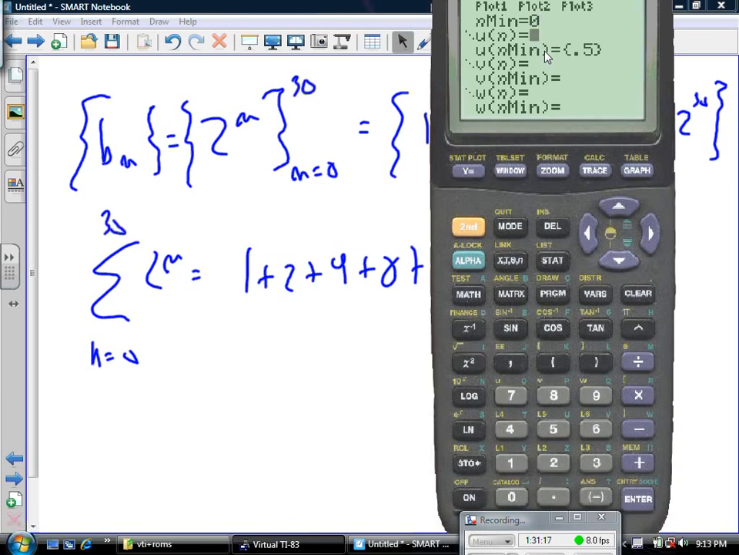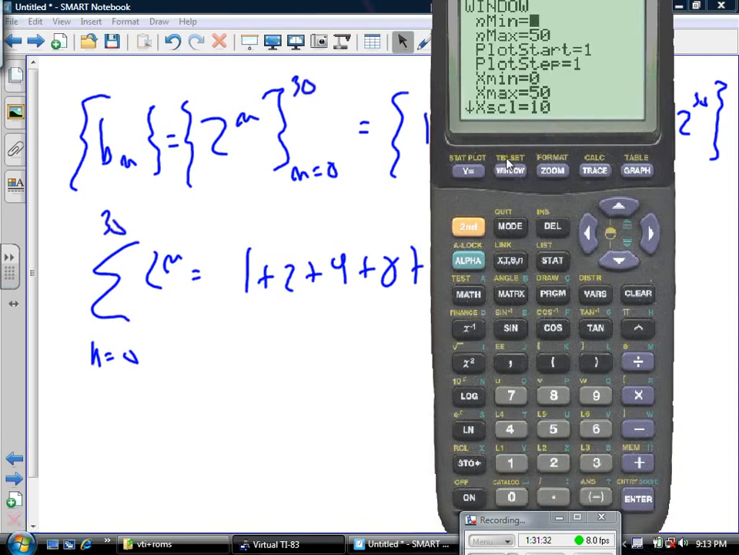It was 2 to the n, right? So 2 to the n. Now, if you're not adding up all the terms, you really don't need this. It'll ignore this, but I'm going to clear it out. I just want to graph this much.